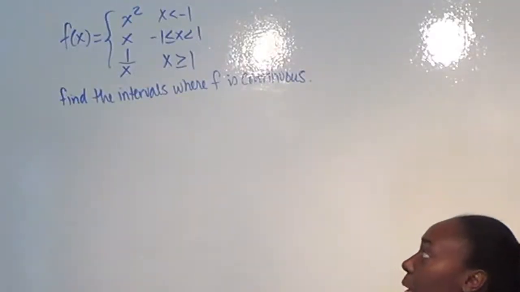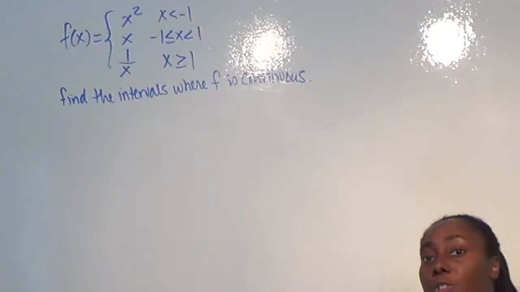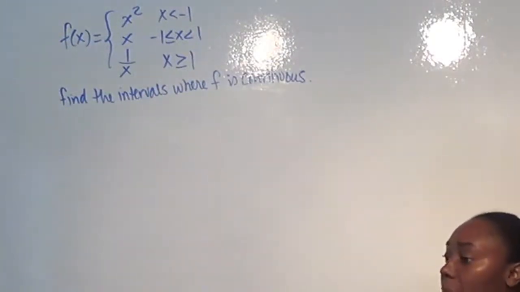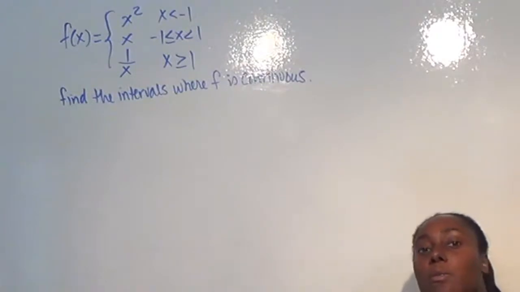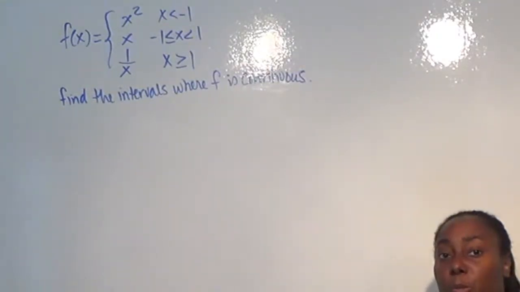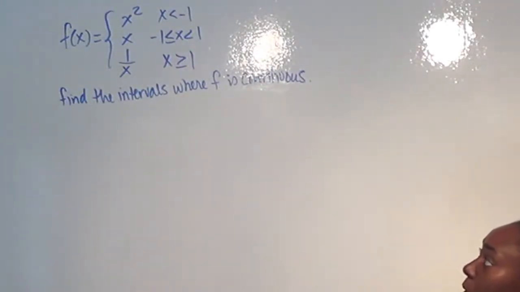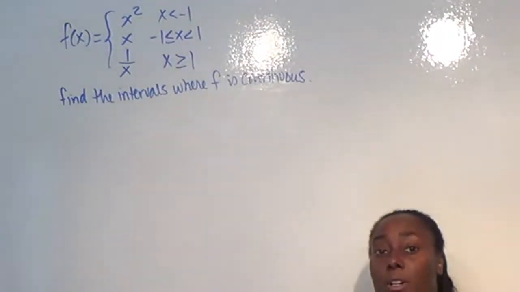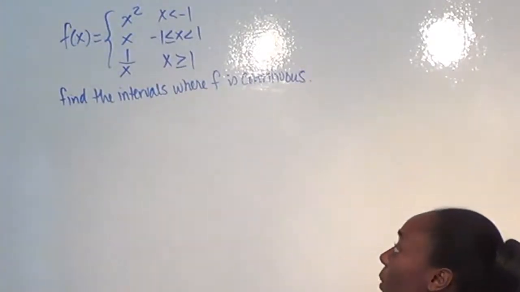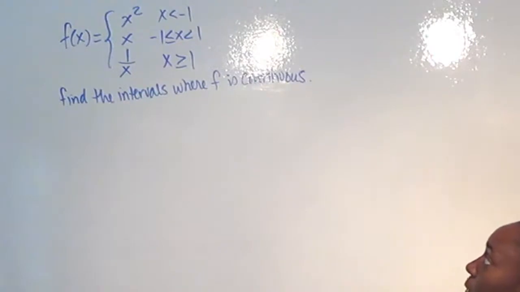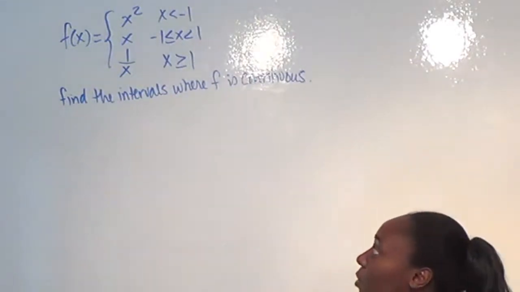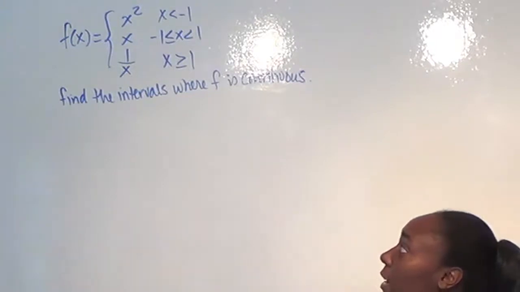So one of the other things you're going to be asked to do is, given a piecewise function, determine the intervals where the function is continuous. And piecewise functions are a little bit different than the ones we just looked at, like polynomials or rationals. However, they have a lot of the same properties. So for a piecewise function, in order to determine continuity, we first need to look at each of the functions within the piecewise. So in this case, f of x equals x squared when x is less than -1, x between -1 and 1, and 1 over x when x is greater than or equal to 1. So here my three pieces I'm looking at are x squared, x, and 1 over x.